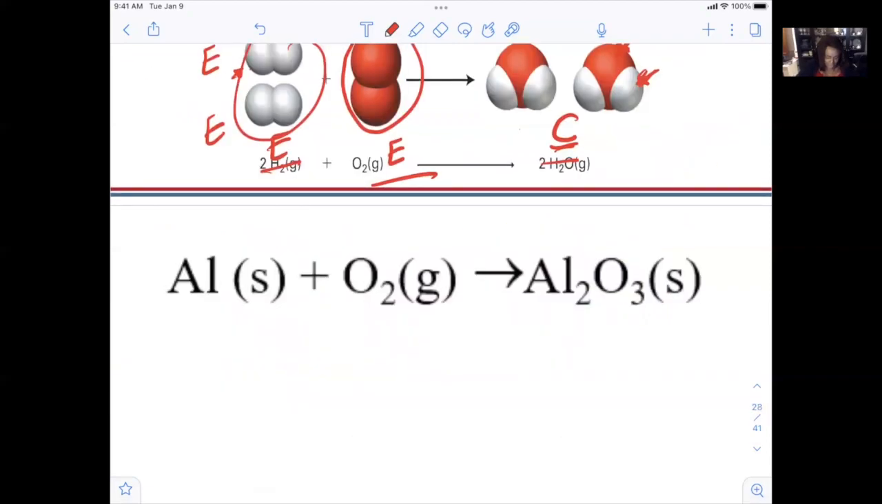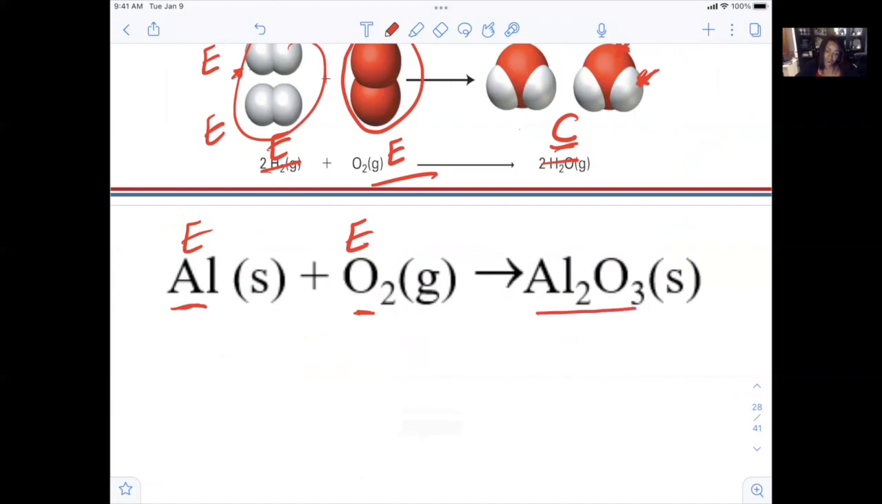Oh, I'm going to be balancing this. And this, by the way, is an example of synthesis. How can I tell? Aluminum, element by itself. O2, two of the same element, right? But they're twin atoms, the diatomic molecule. It's still an element though. It's O and O.